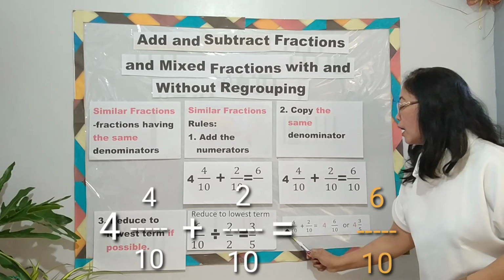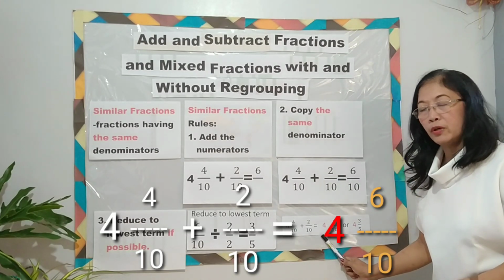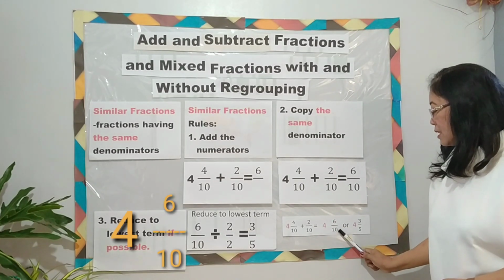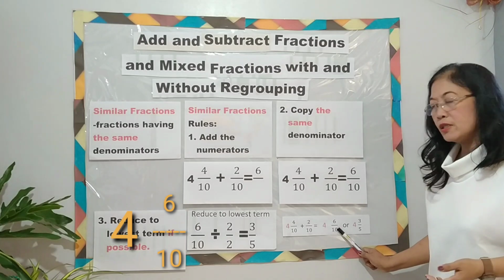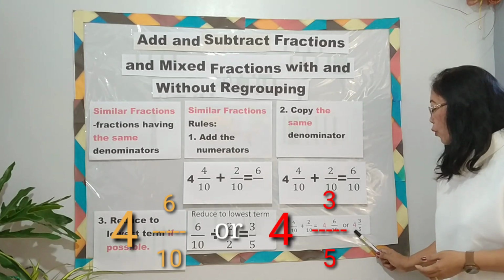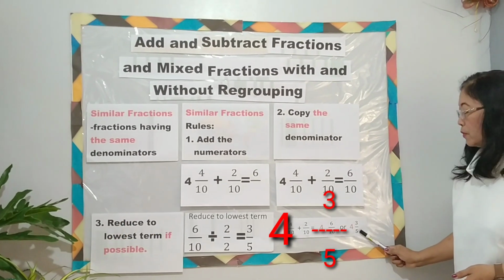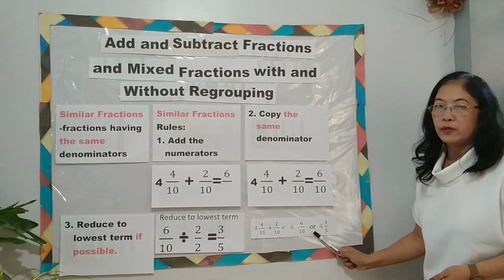6/10. Then you will add the whole number, which is 4. So the final answer that you will get will be 4 and 6/10. And if you reduce this to lowest term, this will become 4 and 3/5. This is the lowest term of 4 and 6/10.